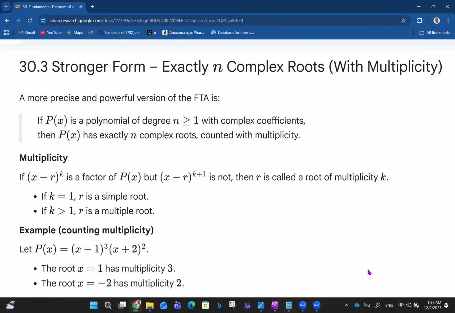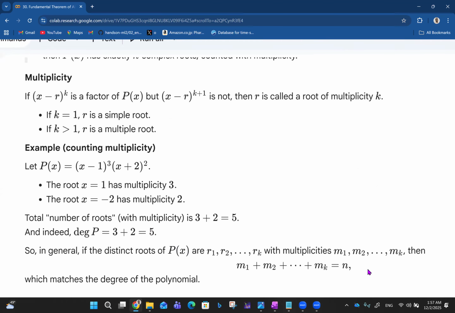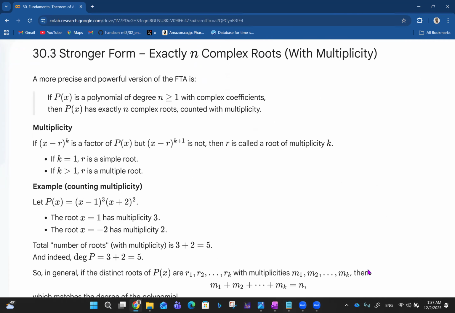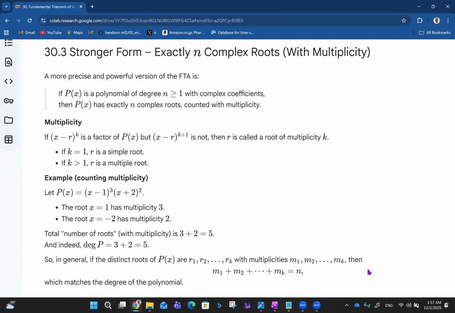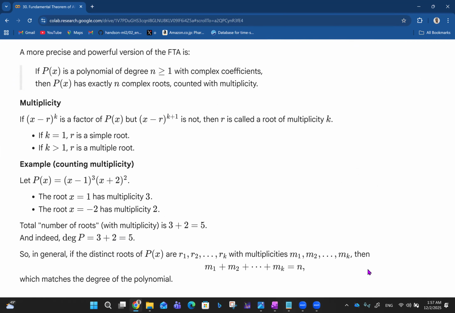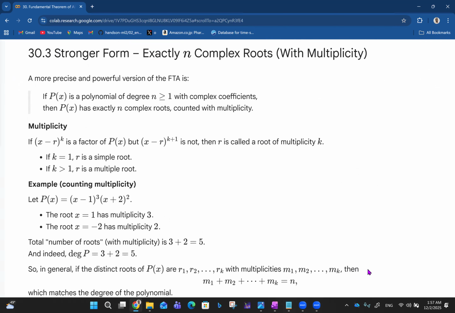Then we have a stronger form of this statement. We have stated the basic form: as long as you have a polynomial with non-zero coefficients, it is bound to have at least one complex root. But in a stricter sense, we have the next statement. So the stronger form, we talk about exactly n complex roots with multiplicity.